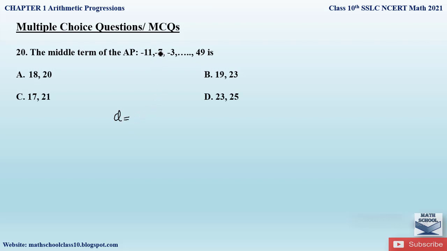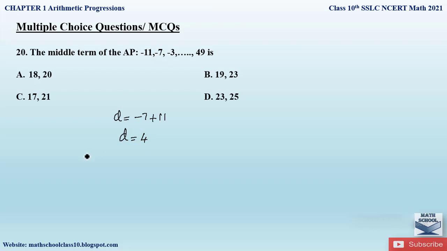So D will be equal to a2 minus a1. Here a2 is minus 7, minus of a1 is minus 11, so minus and minus will become plus 11, right? So D will be equal to, here we have to subtract the greater number sign, so 11 minus 7 is 4, or it will be plus 4. So now we know the common difference.